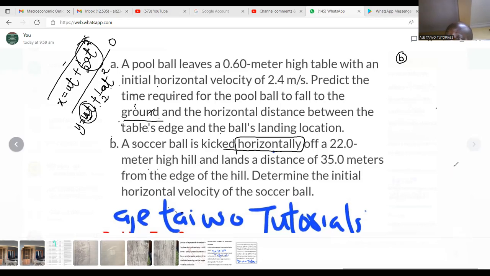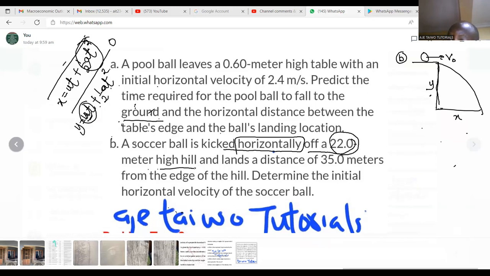So let's go on. In this case, the ball is projected like this. And of course, it must fall now. After falling, it covers distance x and distance y. It traveled with velocity V naught, or u, if you like. They said it's kicked horizontally off a 22 meter high hill. That height of the hill is your y. 22 meters. The height where the body was thrown from is your y.